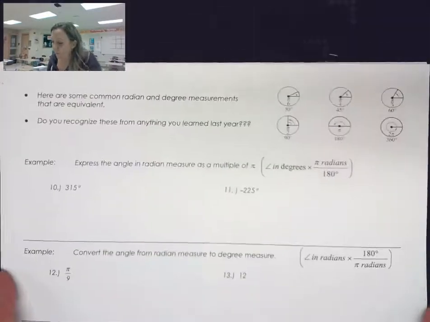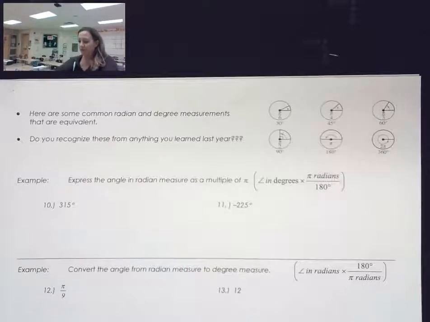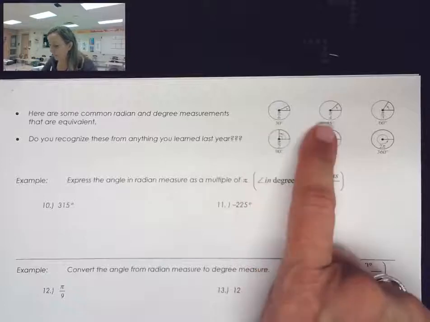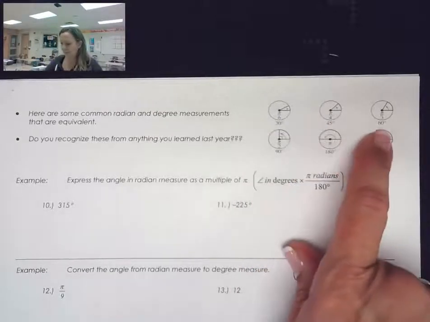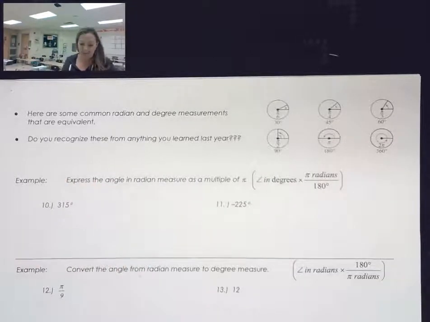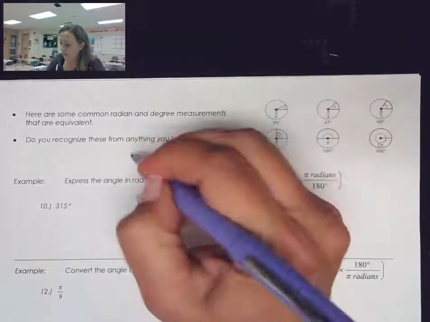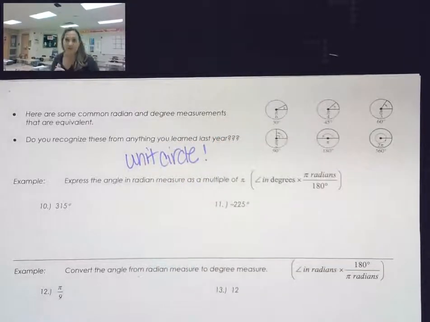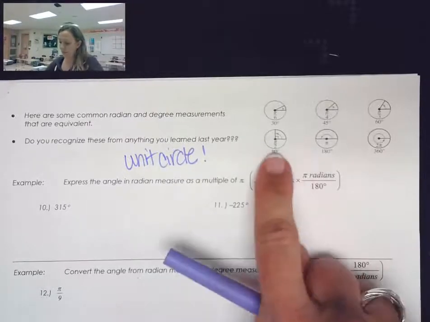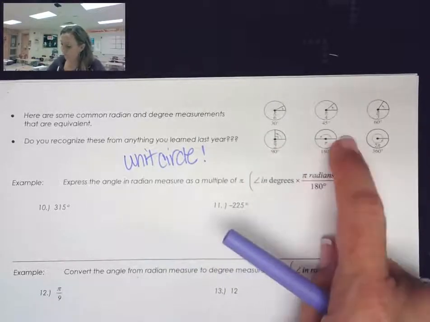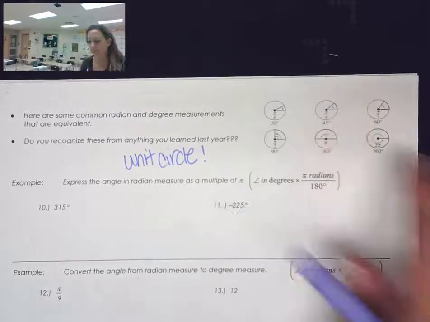All right. So here are some common radian and degree measurements that are equivalent, all right? Pi over 6 is like 30 degrees. Pi over 4 is like 45 degrees. Pi over 3 is like 60 degrees. Do you recognize these from anything you learned last year? I hope so. These should be angle measurements that are common on the unit circle: pi over 6, pi over 4, and pi over 3. And then again, we've talked about these a little bit, that pi over 2 is like a 1/4 of the way. A pi is a half of a full rotation, and 2 pi is a full rotation.